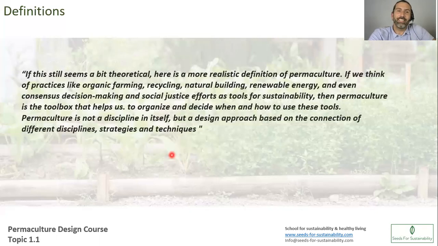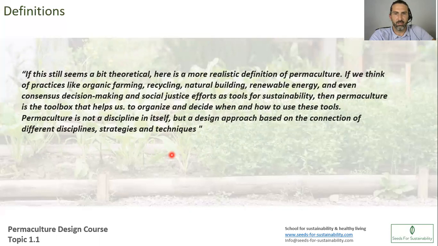So if this still seems a bit theoretical, here's a more realistic definition of permaculture. If we think of practices like organic farming, recycling, natural building, renewable energy, and even consensus decision making and social justice efforts as tools for sustainability, then permaculture is a toolbox that helps us to organize and decide when and how to use these tools.